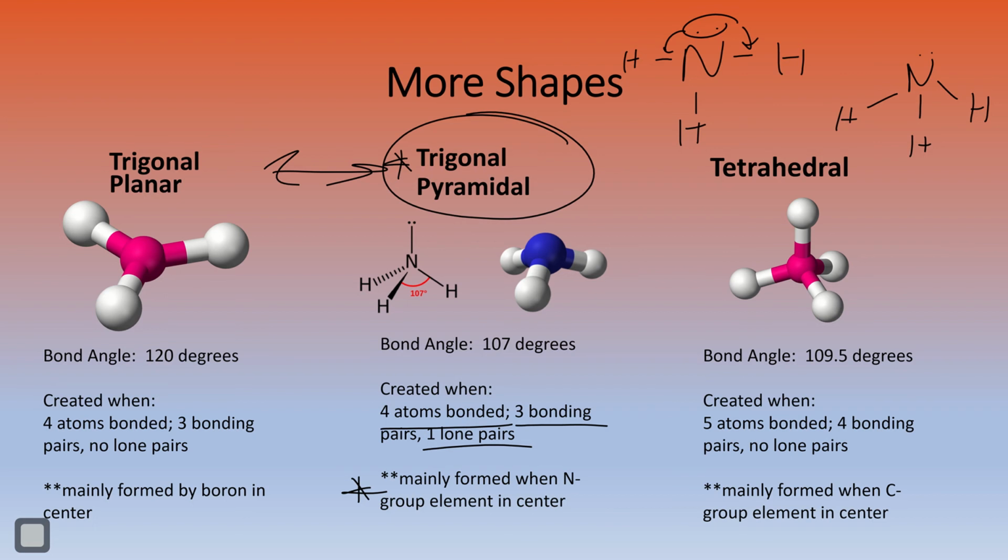Then we have tetrahedral, very common one, 109.5 degree angle. You do actually have to remember these angles in terms of knowing where they are formed from and why. Okay. This is created when you have 5 atoms bonded and you have 4 bonding pairs with no lone pairs in the middle. This is done by the C group, by carbon, by silicon.